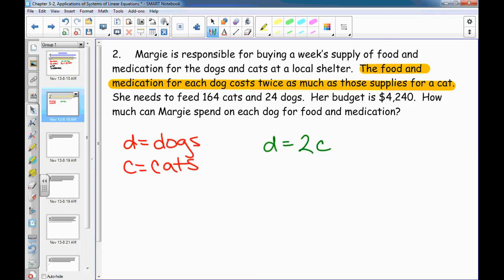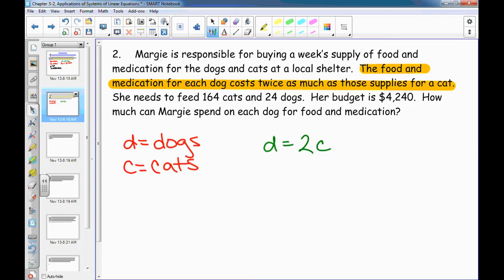Because I have to know how much it's going to cost for a cat to know how much it's going to cost for a dog, right? One more time. Can I possibly know how much it's going to cost me to feed and medicate a dog if I don't know how much it's going to cost to feed and medicate a cat? Does that make sense? Okay, because it says it's twice as much. You with me? Okay.